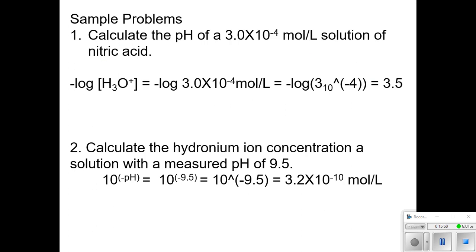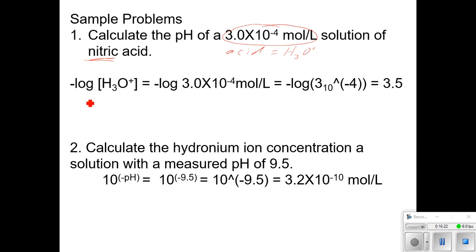Let's just take a look at two more problems here. Calculating the pH of this solution that we have. This is a solution of nitric acid. Nitric acid, again, is a strong acid. Whatever you are told is the concentration of the acid, as long as it is a strong acid, that is also the hydronium ion concentration. Any calculations that you have to do for Science 30 will be for strong acids. You won't have to do any for weak acids.